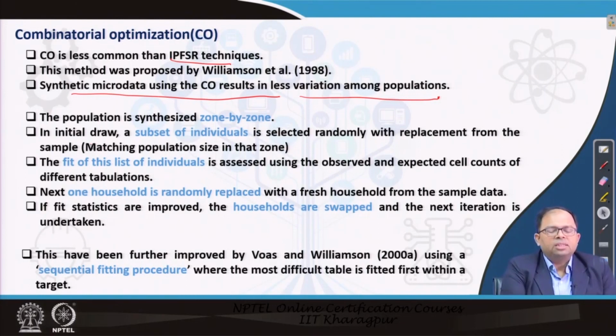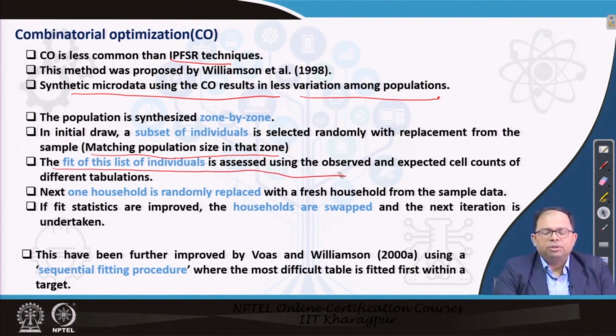What is done is, initially a subset of individuals is selected randomly with replacement from the sample. That means we have the disaggregate sample. We select a subset of individuals from that sample randomly, and we need to see that the total number of samples drawn matches the population size for the zone for which we are selecting. So it could be households as well. It could be either a sample of households or a sample of population. So we will see that both of these match, and then we determine the fit of this list of individuals, which is assessed using the observed and expected cell counts of different tabulations.